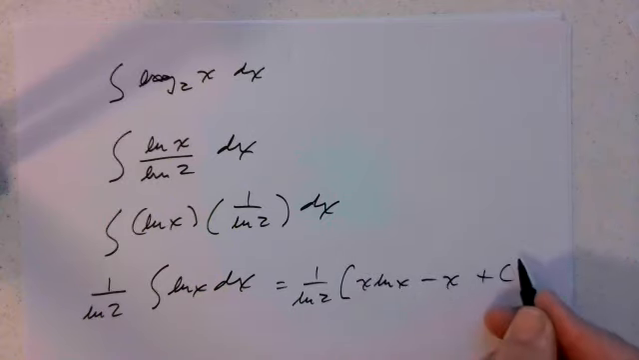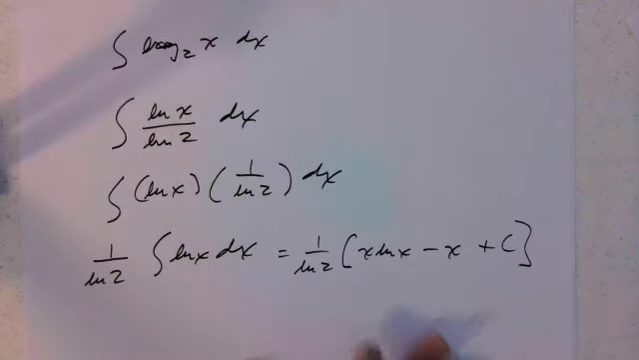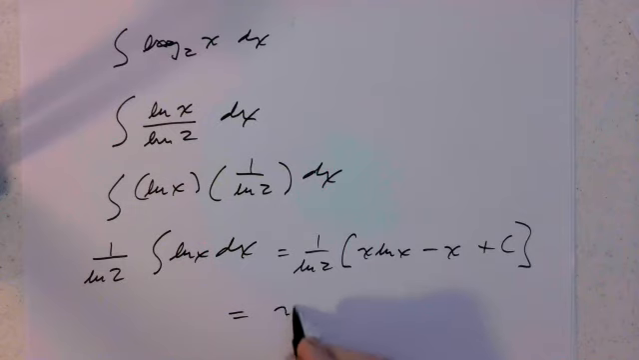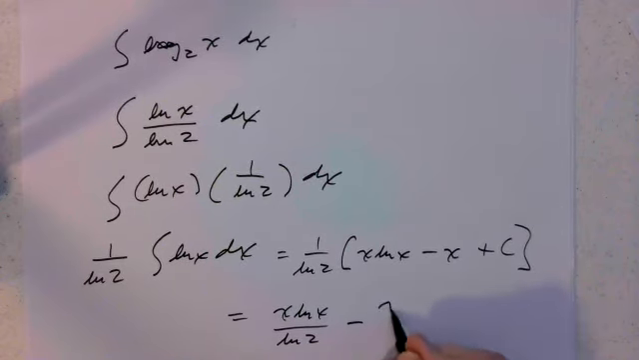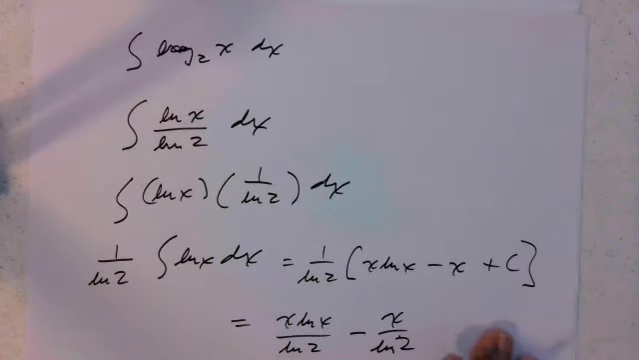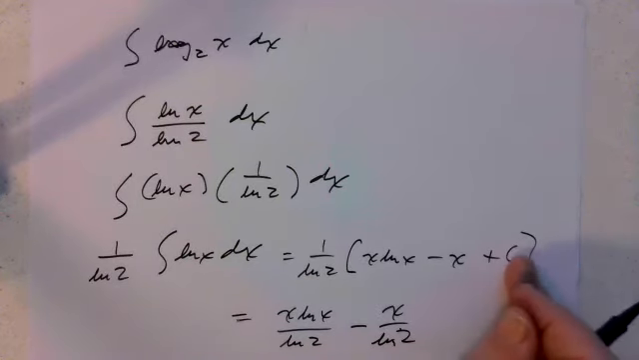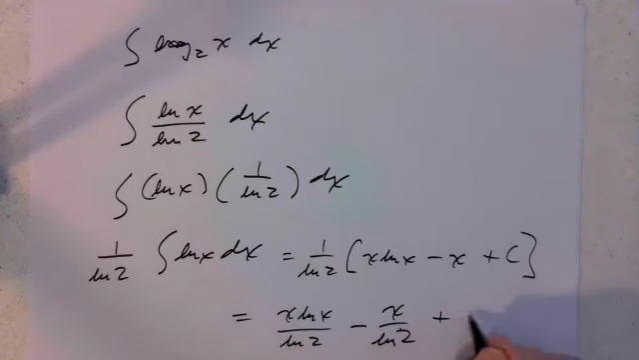So I finish this up by just saying 1 over log 2 times x log x minus x plus c, which, rewriting that, simplifying it algebraically, I get x log x over log 2 minus x over log 2. I don't need to write c over log 2. C is an arbitrary constant. Log 2 is a specific constant. So if I take an arbitrary constant divided by another constant, it's just a different arbitrary constant. So that would be my answer to that one.